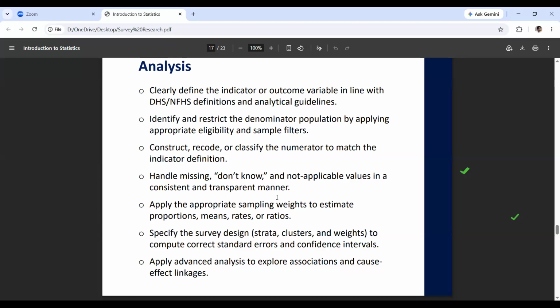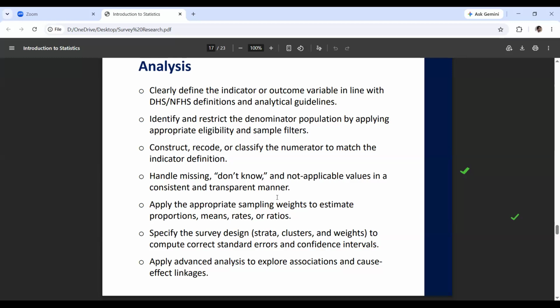Suppose you want to compute the prevalence of child marriage. How will you define child marriage in order to get the current prevalence, recent trends? So child marriage is defined as the percentage of women of age group 20 to 24 who were married before age 18. So you should have a clear definition of the indicator or construct you are going to compute.